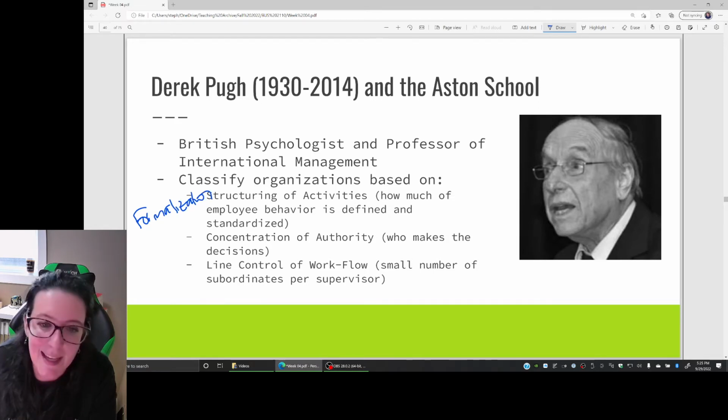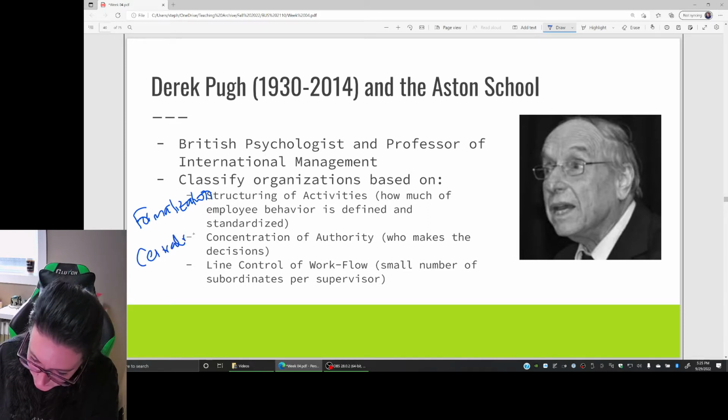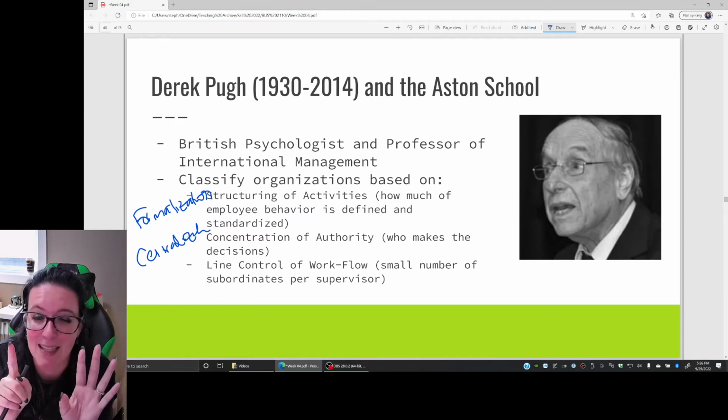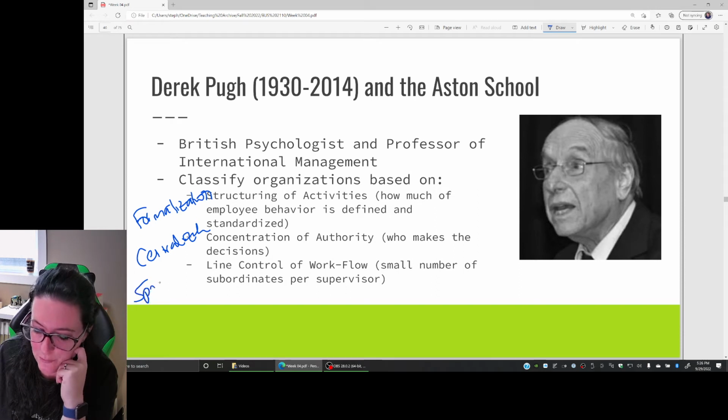So let's translate his work into what we've been discussing here. Then we have the concentration of authority. Who makes the decisions? So that's going to be our centralization. And then we have what he calls line control of workflow. So line control of workflow is when you have a small number of subordinates per supervisor. So which of the 6 is that? Right? Span of control. So he's calling line control, that's going to be our narrow span.